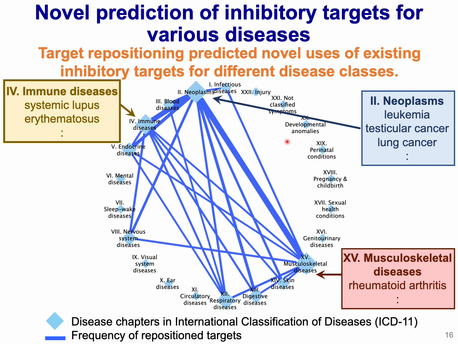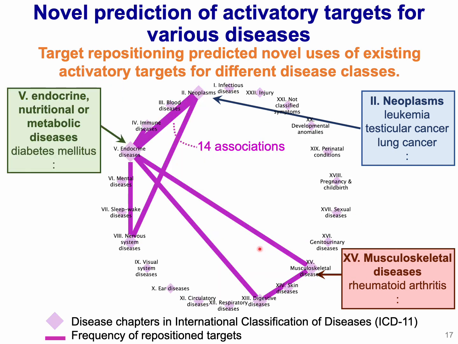Here is a network which represents the distribution of inhibitory targets repositioned from the original disease classes to other disease classes. Each node represents disease chapter in International Classification of Disease. In the inhibitory target prediction, many inhibitory targets were repositioned between neoplasms and immune diseases, and between neoplasms and musculoskeletal diseases. We examined the distribution of activatory targets.